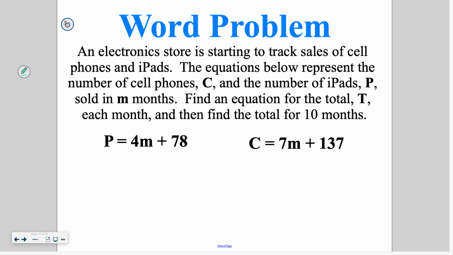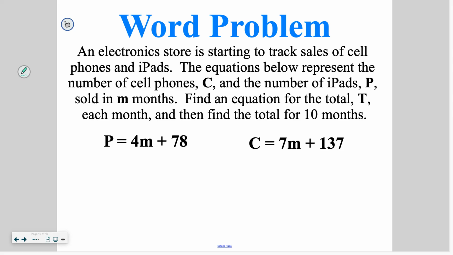Last thing we're going to do is go through a word problem. An electronics store is starting to track sales of cell phones and iPads. The equations below represent the number of cell phone sales and the number of iPad sales in a certain number of months. It asks us to find an equation for the total.